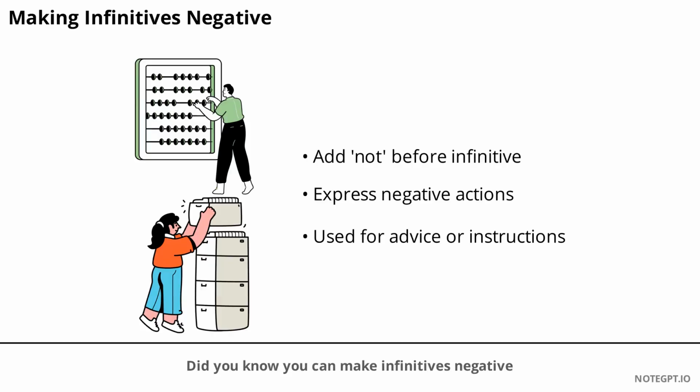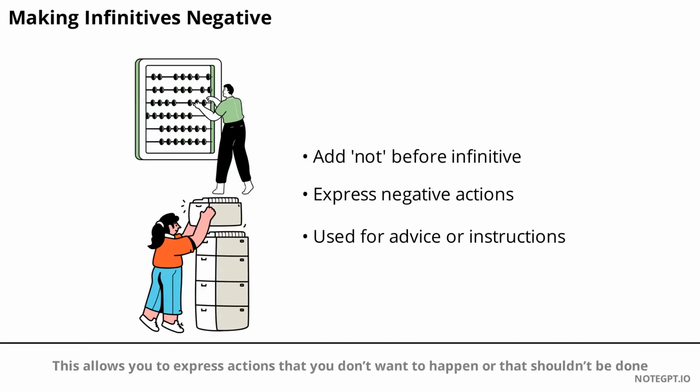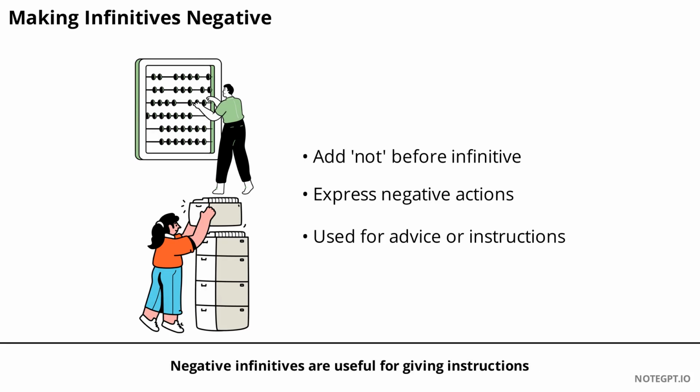Did you know you can make infinitives negative? It's simple, just add "not" before the infinitive. For example, "not to go" or "not to eat." Sometimes, for emphasis, you might see "to not go," but the most common form is "not to." This allows you to express actions that you don't want to happen or that shouldn't be done. Negative infinitives are useful for giving instructions, advice, or expressing preferences.